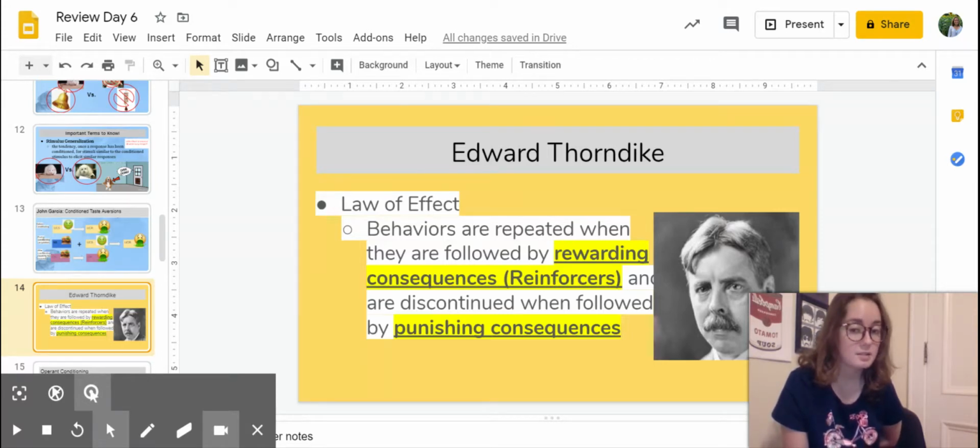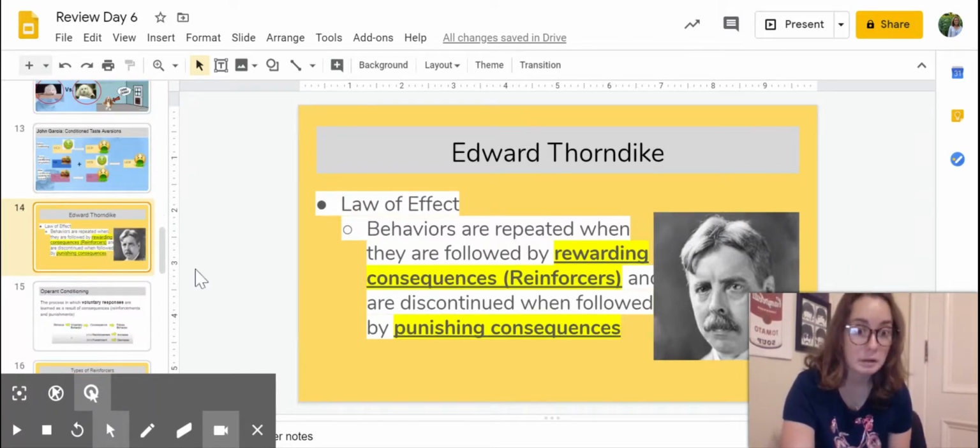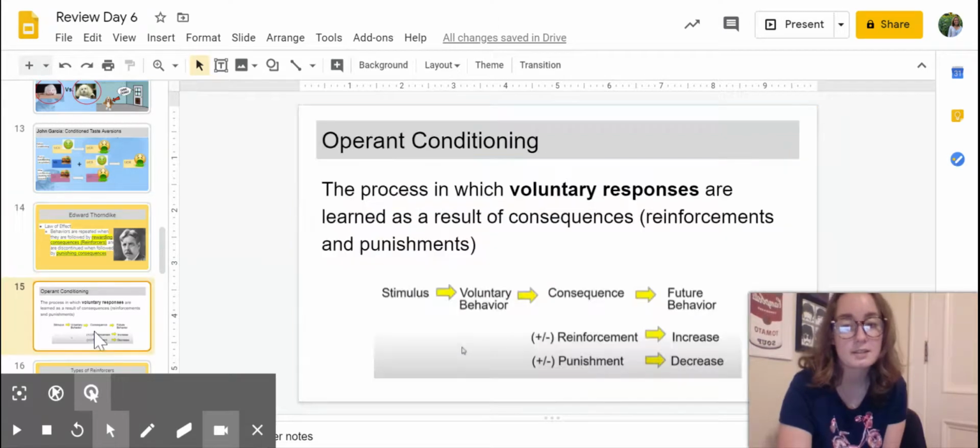And they're discontinued when they're followed by punishments or negative consequences. So this is really simple, right? We know that if you're doing something and it's followed by a rewarding reinforcer, you're probably going to want to do it again. If it's followed by something that's a punishment, you're probably not going to want to do it again. Very basic, but he's going to provide empirical or scientific evidence for this.